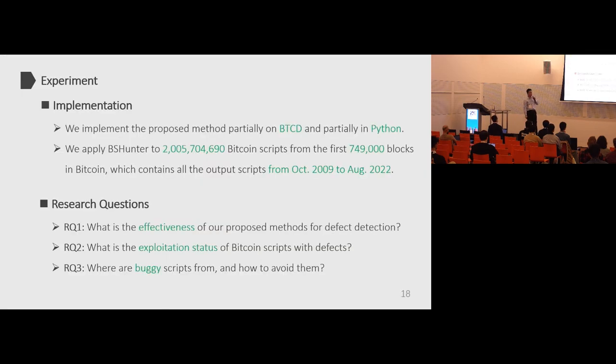As for the experiment, we implement it partially on BTCD, one of the Bitcoin clients, and partially in Python to implement the symbolic method. And we apply it to all the Bitcoin scripts from the first 749,000 blocks, which is all the output scripts from October 2009 to August 2022, right? And we use it to answer the three research questions.